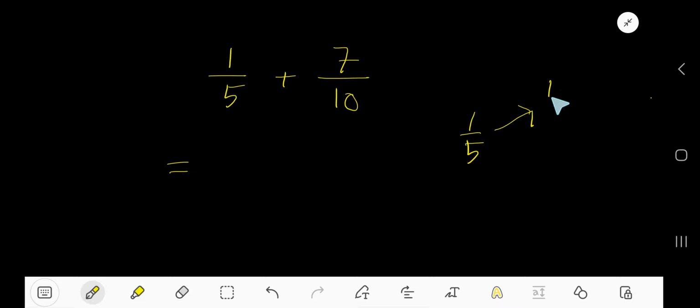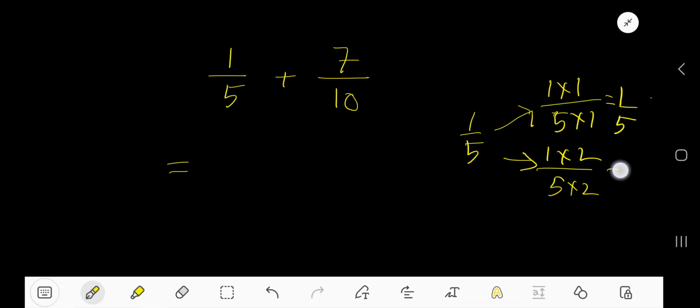To find an equivalent fraction, you need to multiply both numerator and denominator by the same number. If I multiply both numerator and denominator by 1, I will get 1 over 5. If I multiply by 2, I will get 2 over 10. So instead of 1 over 5, we can write 2 over 10 plus 7 over 10.